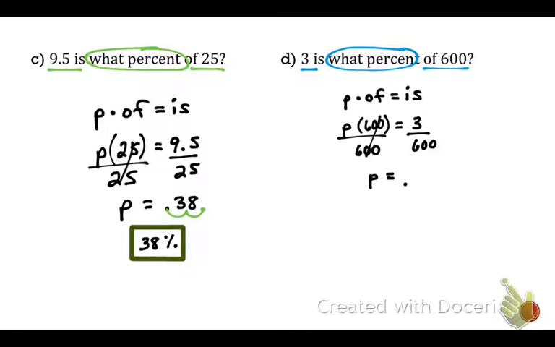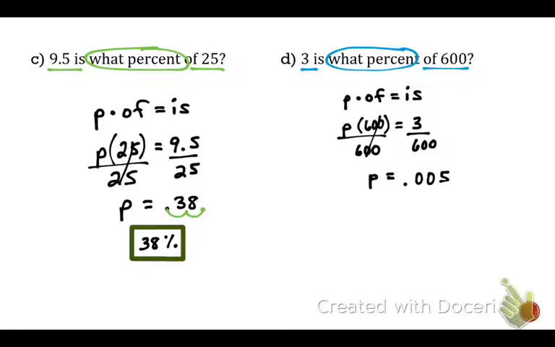0.03. 0.05. Is that what you got? Look at your calculator one more time. 3 divided by 600. Oh, okay. Do I want to keep it like that? No, I need to change that to a percent.